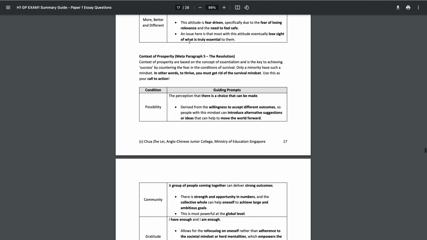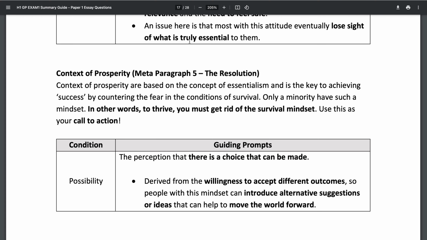Okay, so speaking of which, meta paragraph 5 is all about resolution. It is all about the context of prosperity. It's all about, we have to get rid of our survival mindset in order to thrive. So this is where you can bring in your call to action. Even for those of you using the traditional approach, the enhanced approach without meta, you can still use these considerations as your call to action. Okay, so it is based on the idea that prosperity is due to essentialism, and the only way to achieve success is by countering the fear that we talked about just now.